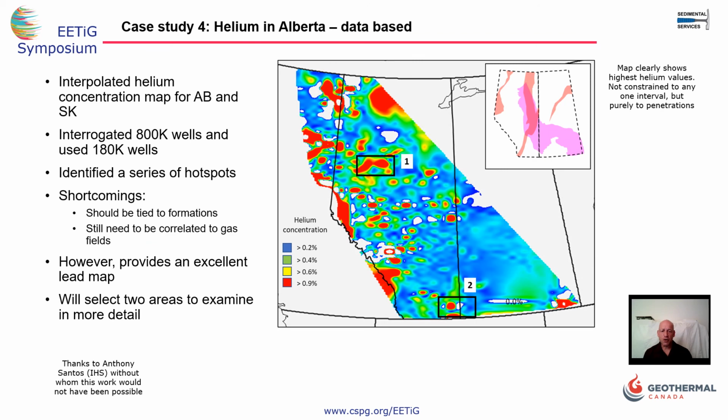But there's a second approach, which is a more data-based approach, and this is where you interpolate a helium concentration map. We've got 800,000 wells, and we used 180,000 of them that had helium values to create this map. So this is literally a helium contour map. You can see that we've got helium over 0.2%, over 0.4%, and then this red area here is over 0.9%. So we've got values which are relatively high in helium and should really be considered as economic. This provides an excellent lead map, and I'm just going to zoom in on two of these areas to show you what they might look like.